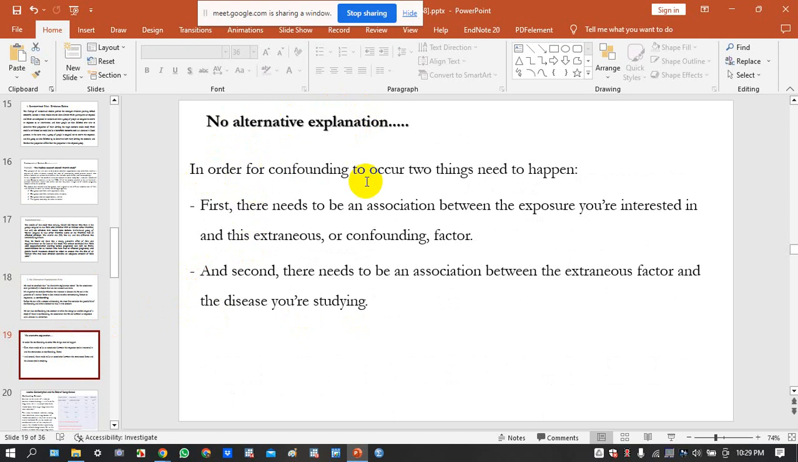So in order for confounding to occur, two things need to happen. First, there needs to be an association between the exposure you are interested in and this extraneous or confounding factor. And second, there needs to be an association between the extraneous factor and the disease you are studying.